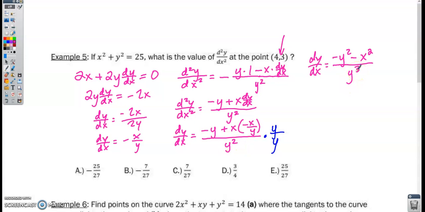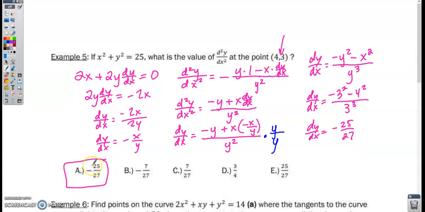And now I'm going to go ahead and substitute the point 4, 3 in there, so I put 3 in there for y, and 4 in there for x, and 3 in there for y again. And it looks like when I do all these calculations, I get negative 25 over 27. And so A is going to be our answer.